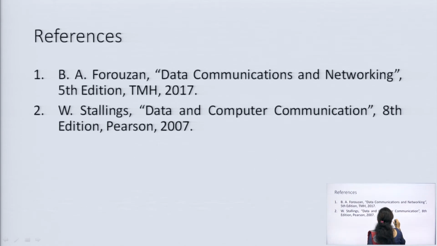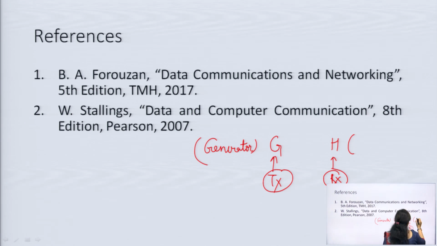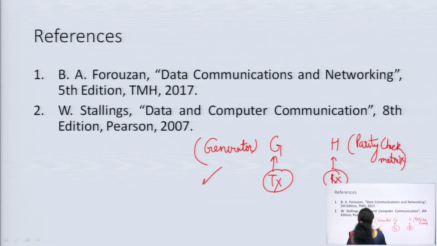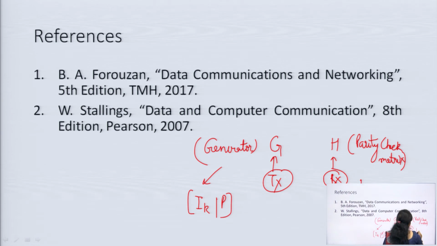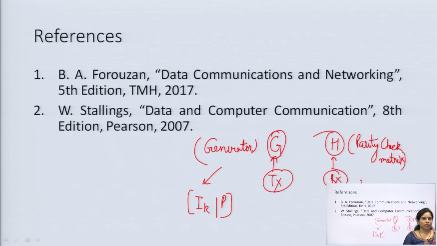So, you have to generate this generator matrix at the transmitter side, and you have to generate this H matrix at the receiver side. This is the generator matrix, this is the parity check matrix. Its value is equivalent to [I k P] and its value is [P transpose I k]. So, this is how you have to generate this parity check matrix. This is the G matrix and this is the H matrix, and these are the differences that you can follow for this topic. So, thank you.